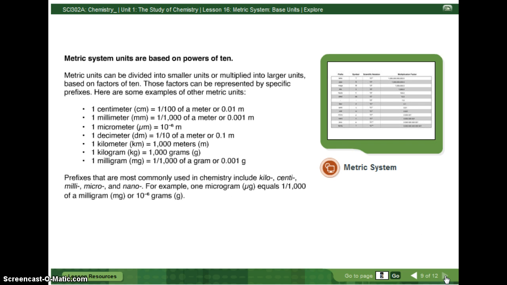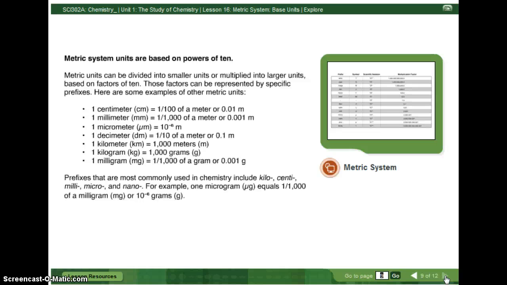Metric system units are based on powers of 10. Metric units can be divided into smaller units or multiplied into larger units based on factors of 10. Those factors can be represented by specific prefixes. Here are some examples of other metric units. 1 centimeter, cm, equals 1/100th of a meter, or 0.01 meters. 1 millimeter, abbreviated mm, equals 1/1000th of a meter, or 0.001 meter.